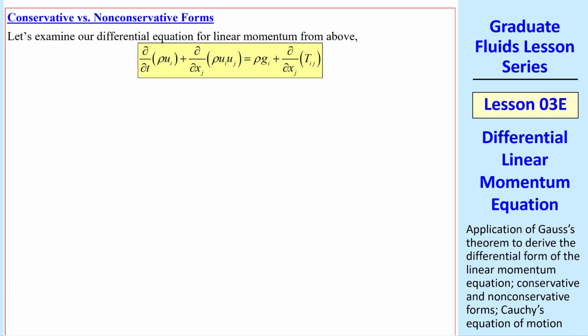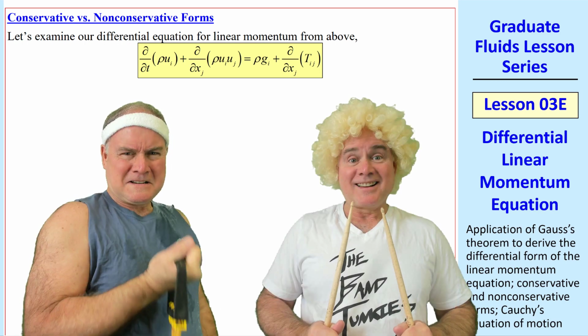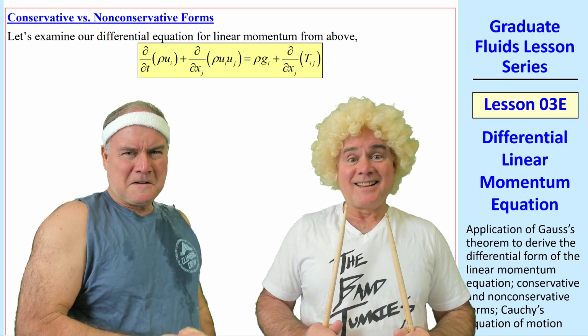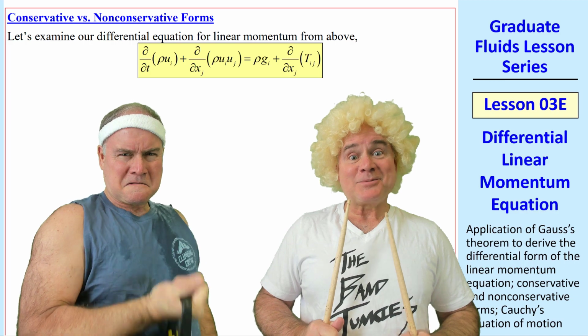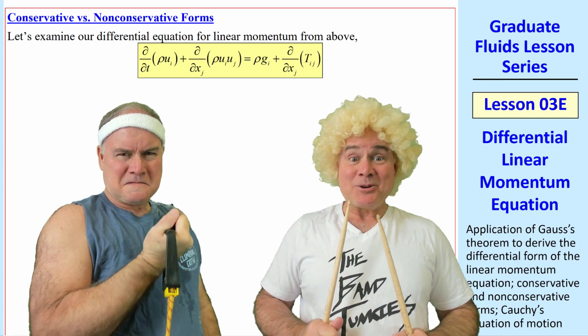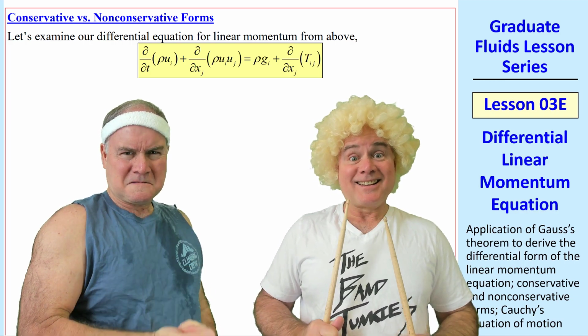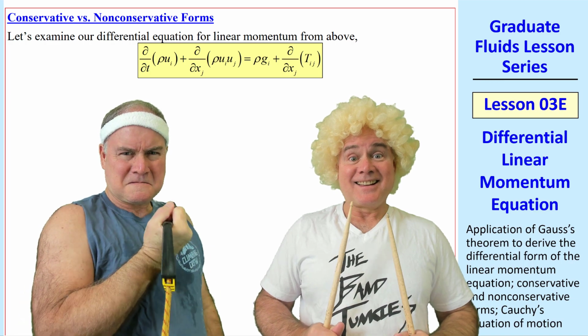I repeat the equation here, and I want to talk about conservative versus non-conservative forms. I am always very conservative. My parents were conservative, but I lean more liberal. No, guys, we're not talking about politics here.